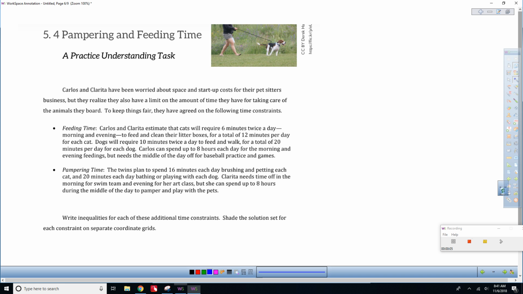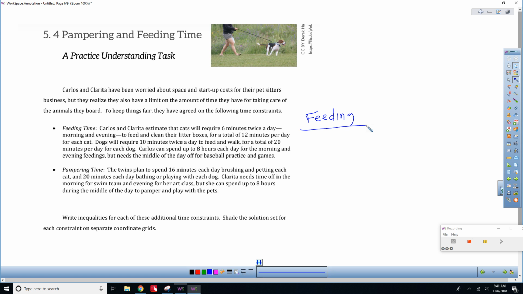Now we're adding two more constraints to our pet situation. We've got to feed these things, and we've got to pamper and walk these things, okay? And Carlos and Clarita can't spend every minute of their day working. No one wants to do that. So there are additional constraints that we have to work in. On this page, we're going to work in the equations, and then we'll go to the next page and we'll graph them. So let's look at the feeding constraints.